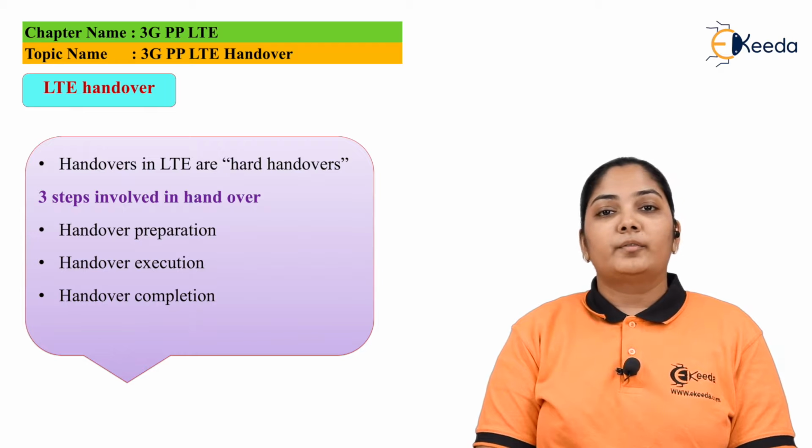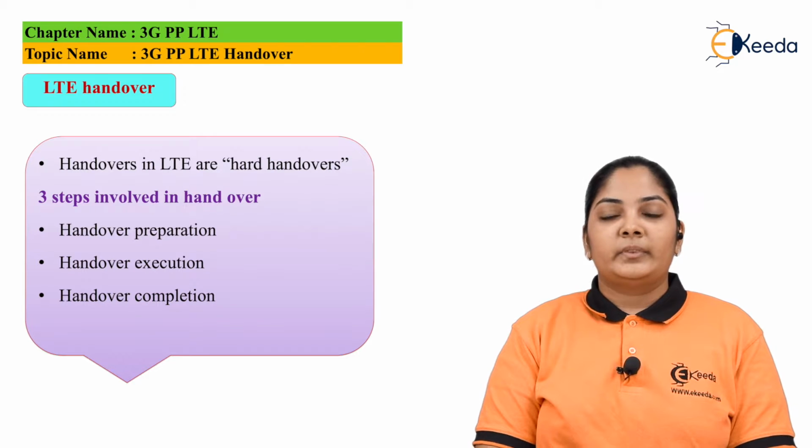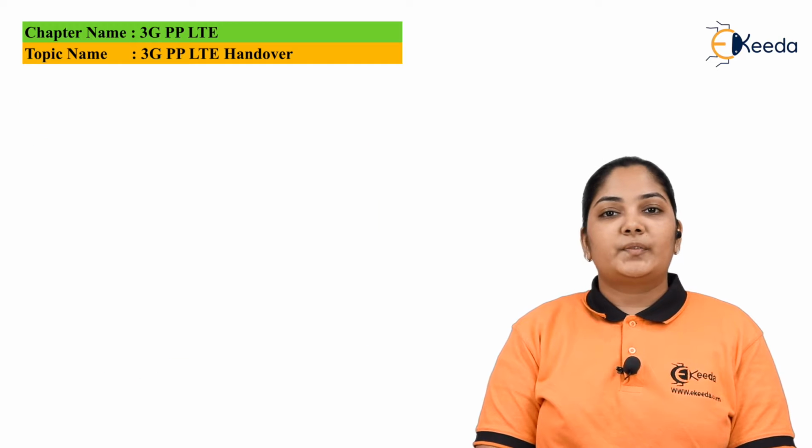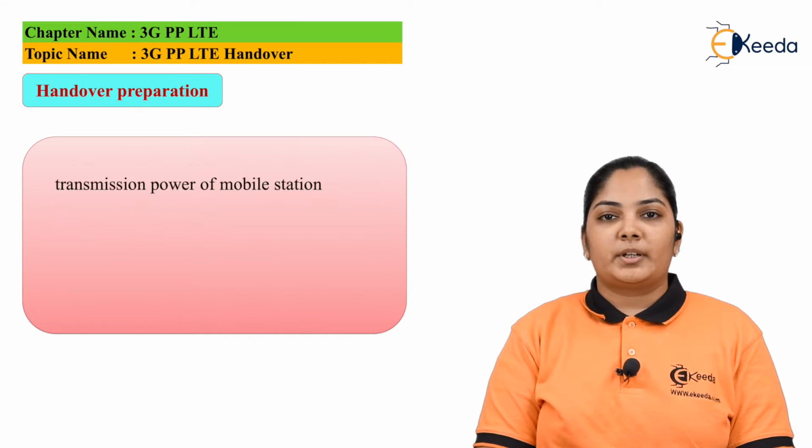The handover from the source base station to the target base station proceeds in three following steps. These three steps are handover preparation, handover execution and handover completion. We shall see every single step one by one. Let us first come to the handover preparation.